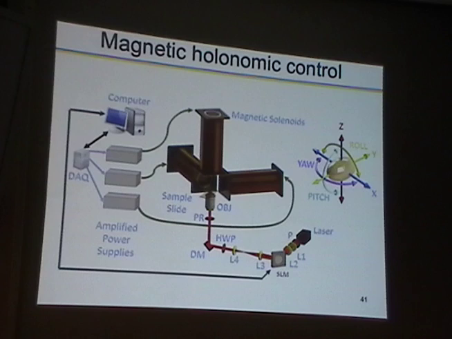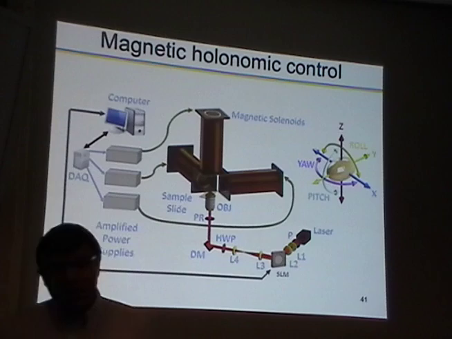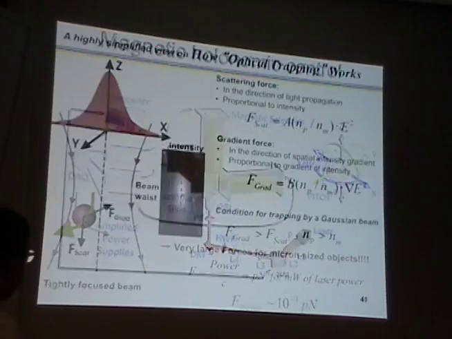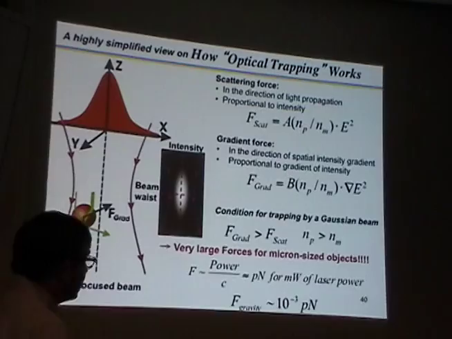Now, the next technique I want to introduce is magnetic holonomic control that will allow us to control not only the translational degrees of freedom of objects such as colloidal particles, but also rotational degrees of freedom.